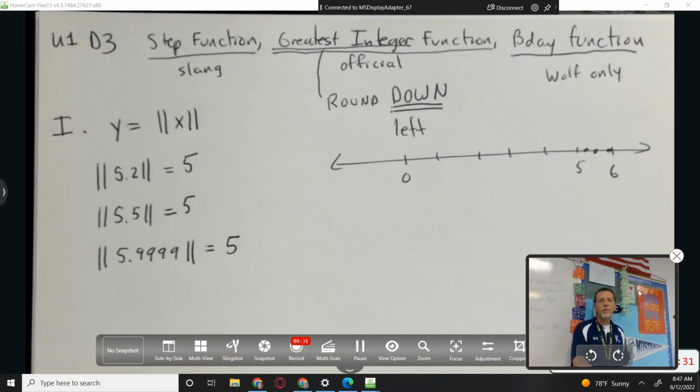Okay, so let's talk about why I call it the birthday function. The day before your 12th birthday, how old are you? You're still 11. It's like you're 11.99 years old, but you're 11. When can you get your driver's license? You got to get to 16.